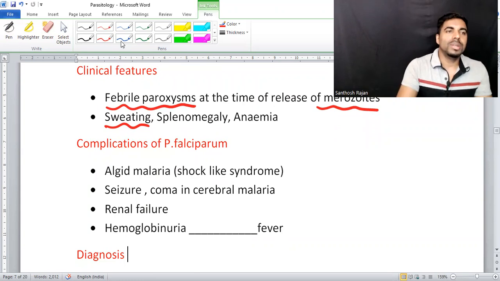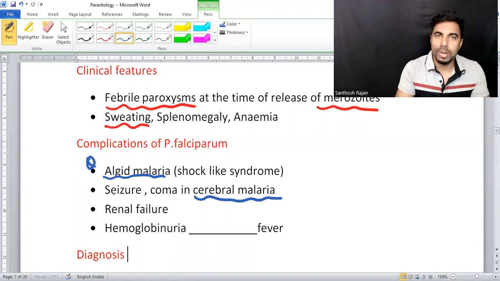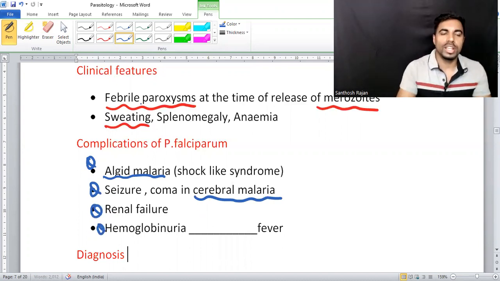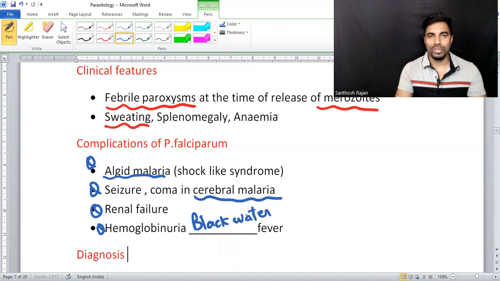So what are the symptoms you can expect? You can expect algid malaria, which is almost a shock-like syndrome, number one. If you get cerebral malaria, the patient can have seizure and coma, very common. Renal failure, one thing, and also hemoglobinuria. When you have hemoglobinuria, you know that one frequent question, it's called what? Black water fever. This question is also asked, okay? Black water fever, don't forget.